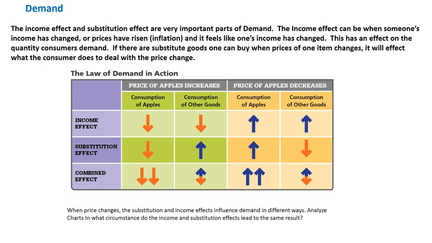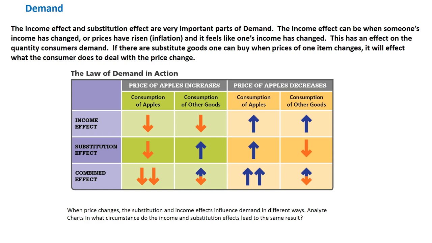And when the law of demand is in place, there are really two effects happening that are a part of this idea of demand. And that's the income effect and the substitution effect. The income effect is when someone's income has changed, or it feels like it's changed because prices have all risen across the board, like during a time of inflation. This will have an effect on the quantity that consumers demand or are willing and able to purchase. So, for instance, if the price of apples increases, you'll see less consumption of apples due to the income effect. But also because prices are going up or you just have less money, you're not going to buy as much of other types of goods either.